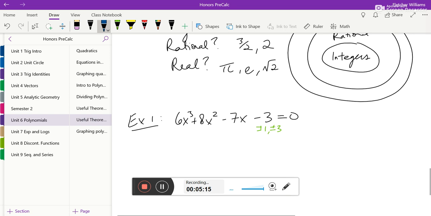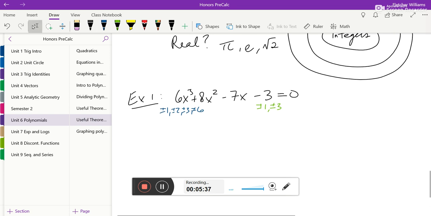The leading coefficient, 6, you have 1, 2, 3, 6. Those are all factors of the leading coefficient. In some form or another, you can get a combination of positives or a combination of negatives to get 6. So what does this mean? It means that we can take those numbers and then by writing all of the possible combinations of h over k, that will tell us all of the possible rational roots for this function.